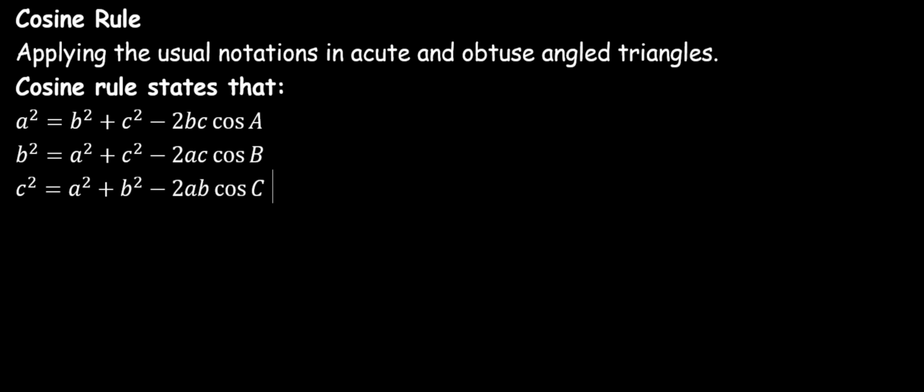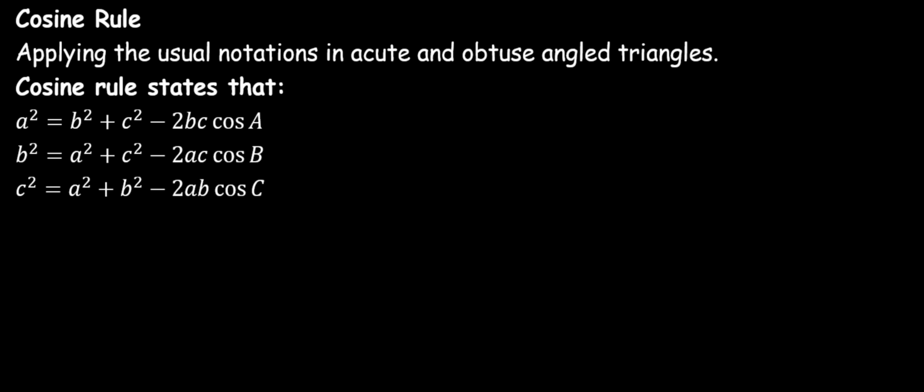The simple take on this formula: where you have small letter a square equal to b square plus c square, the cos you are taking will be capital letter A, which is the angle A. Where you have b square equal to a square plus c square, the cos you will be taking there is the angle B, capital letter B. Similarly, the case of C.